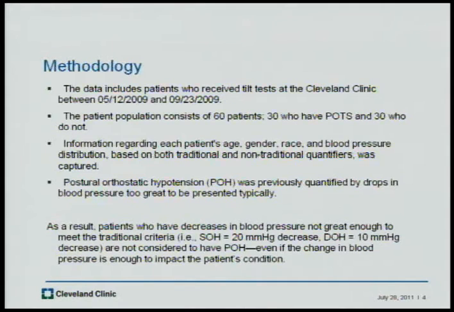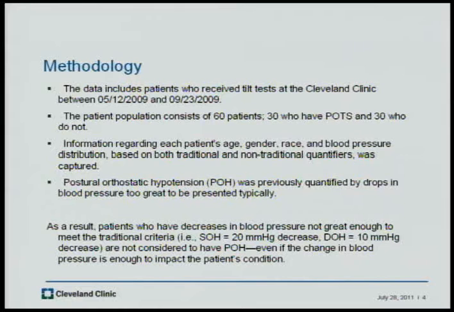The data includes patients who received tilt tests at the Cleveland Clinic between 5/12/2009 and 9/23/2009. The patient population consisted of 60 patients, 30 who have POTS and 30 who do not. Information regarding each patient's age, gender, and race, and blood pressure distribution based on both traditional and non-traditional quantifiers was captured. In addition to simply testing our hypothesis, we considered the following problem.